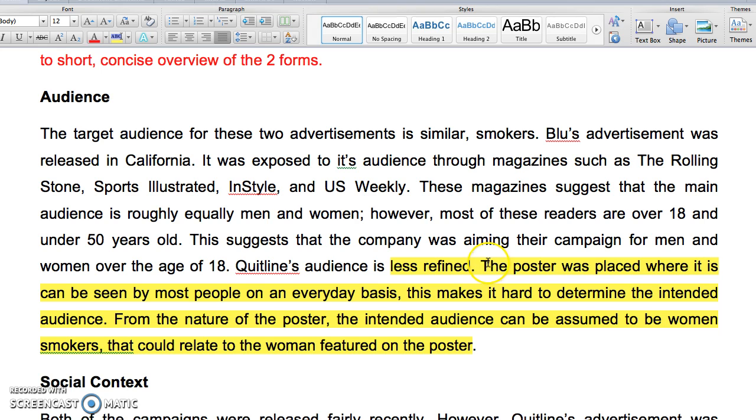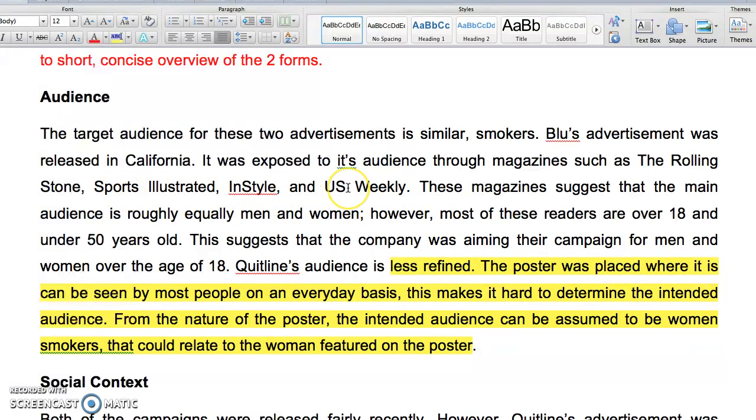And you've shown your understanding here of what I've just been saying needs to come under form. But when you say most people, be specific. It's target audience of young women aged 20 to 40. And you say it makes it hard to determine the intended audience, but it's very clear what the intended audience is. So I think, again, just your sounding, the intent can be assumed to be women smokers. I think just make this clear, as I've just explained.